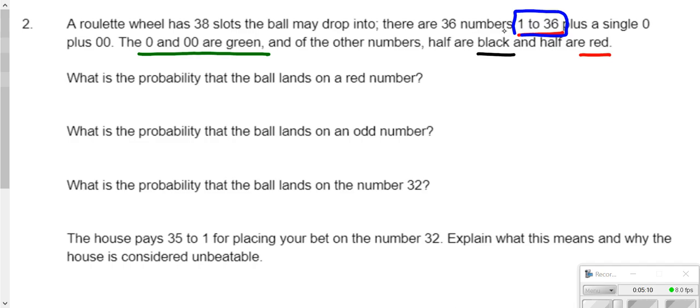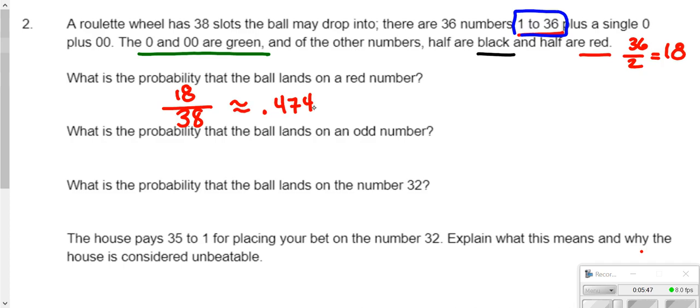All right, so the first question is, what is the probability that a ball lands red? Well, there are 38 slots, so that's my sample space, right? There's 1 through 36, and then 0 and double 0, so that's 38 in all. And then when it said half are black and half are red, that was pertaining to the 1 through 36. So 36 divided by 2 is 18. And so we want to say that there are 18 reds out of the 38 slots. So that would be my answer there. If I had it as a decimal, it would be about 0.474.